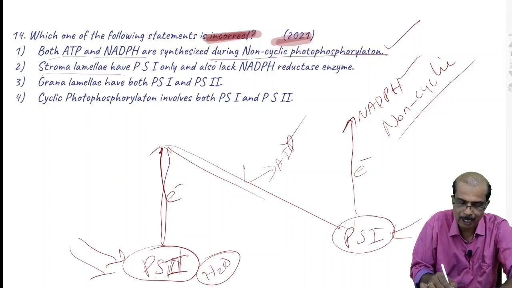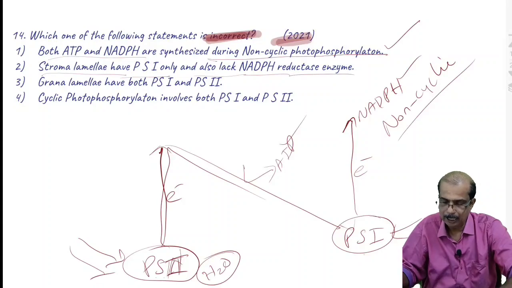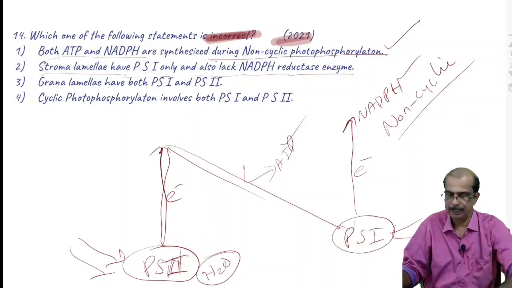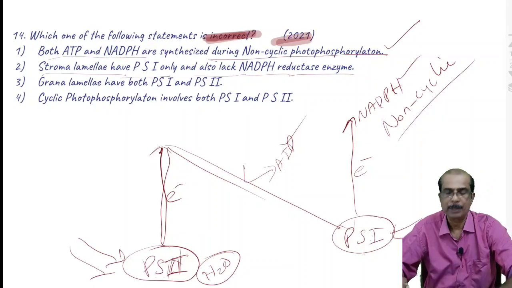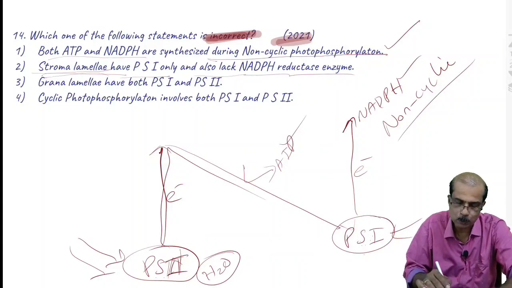Second option: stroma lamellae have PS1 only and also lack NADP reductase enzyme. Here PS1, in stroma lamellae only PS1 is there.